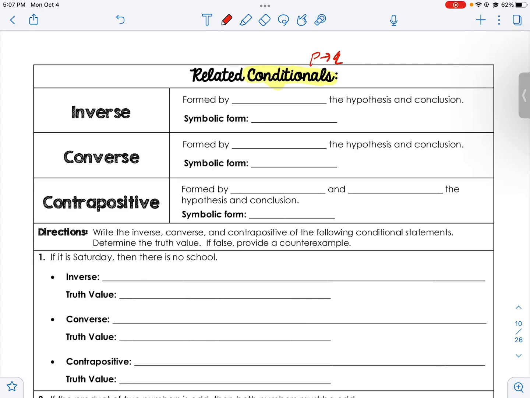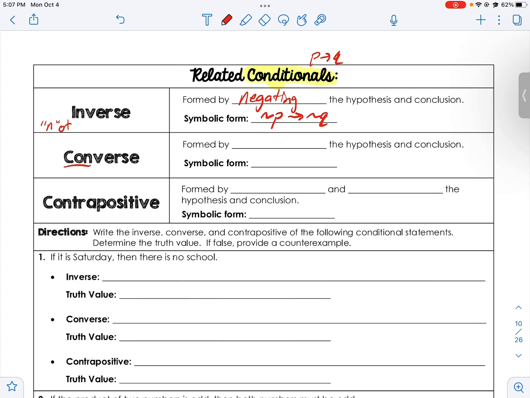Something called the inverse, and I like to think of it as the inverse, and that helps me think of not. The inverse is the not one. It is formed by negating the hypothesis and the conclusion, right? We talked about negating. So its symbolization is not P, then not Q.